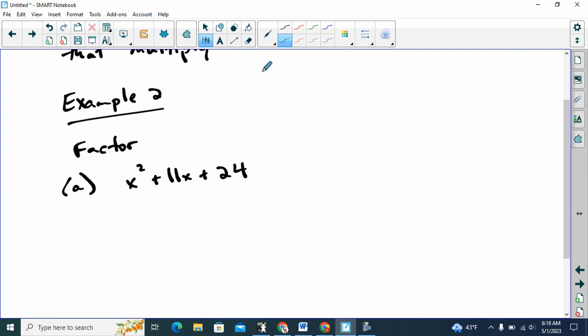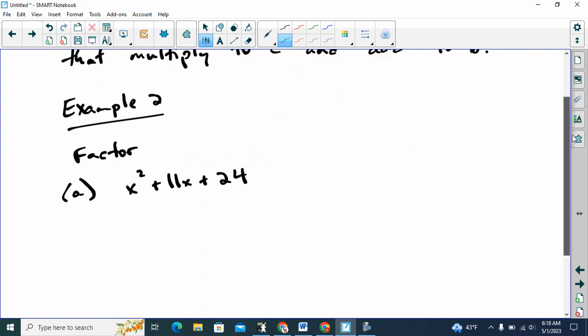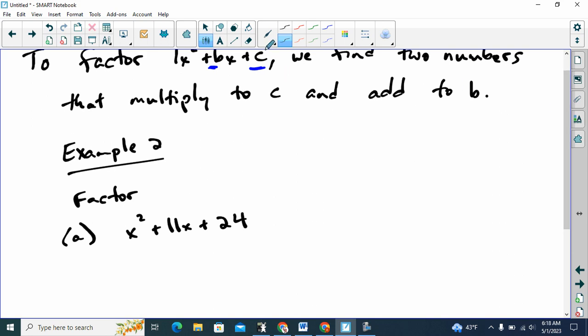Notice I have 1x squared, so I can use this rule. If that's 2 here, we can't use that rule. We'll look at ones like that soon enough. So in this case, I need to find two numbers. Those two numbers need to multiply to c. Notice c is what's added to the end.